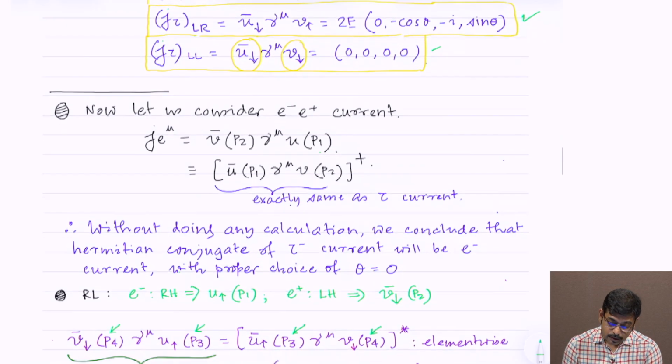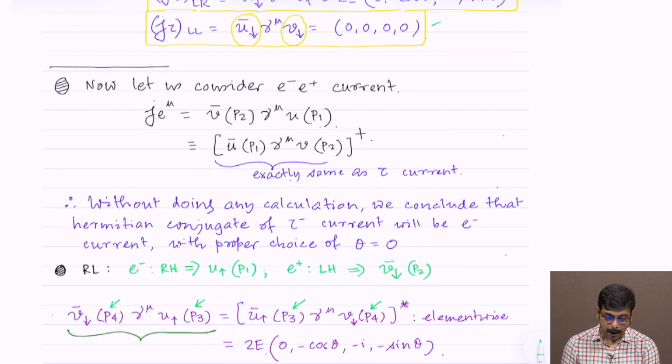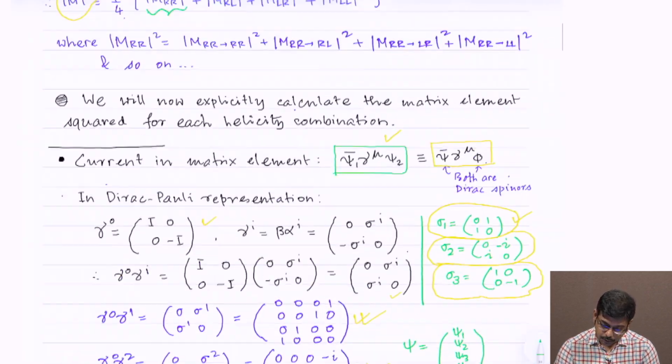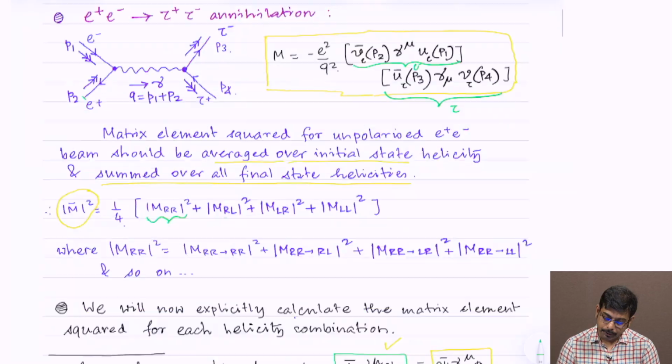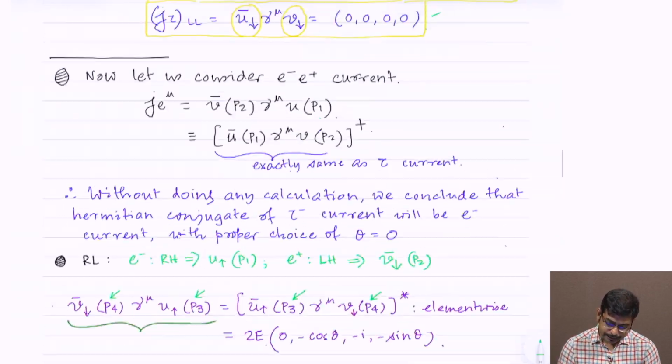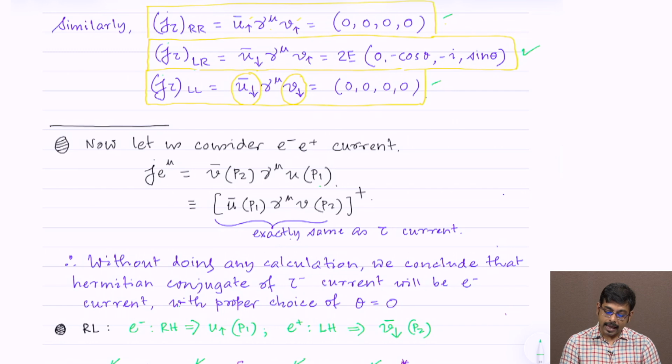Now it's time to construct the electron current part of this matrix element. The electron current part, if you remember, is of the form v bar p2 gamma mu u p1. This is exactly what we wrote. Now this particular form of the electron current is nothing but u bar p1 gamma mu v p2, dagger.